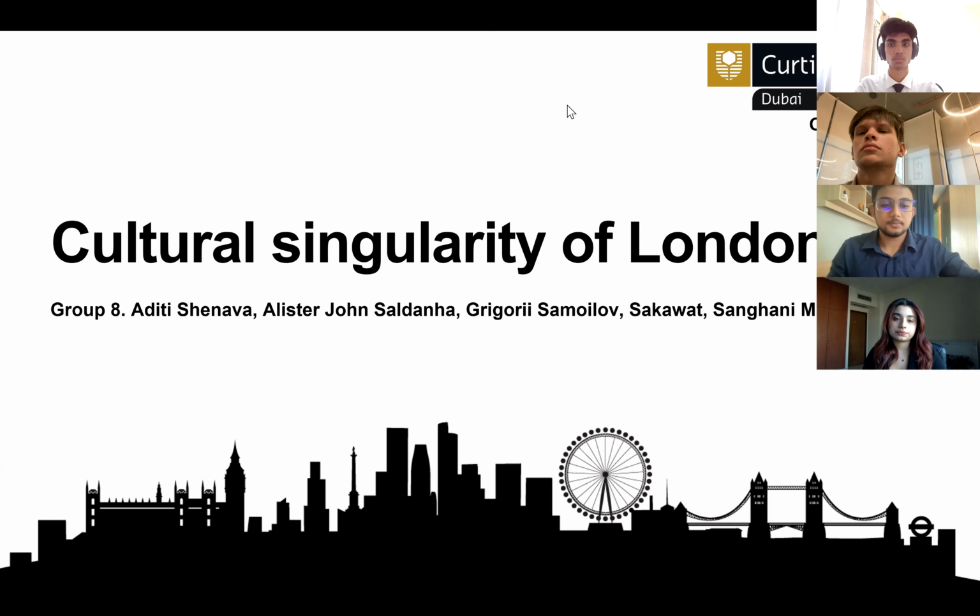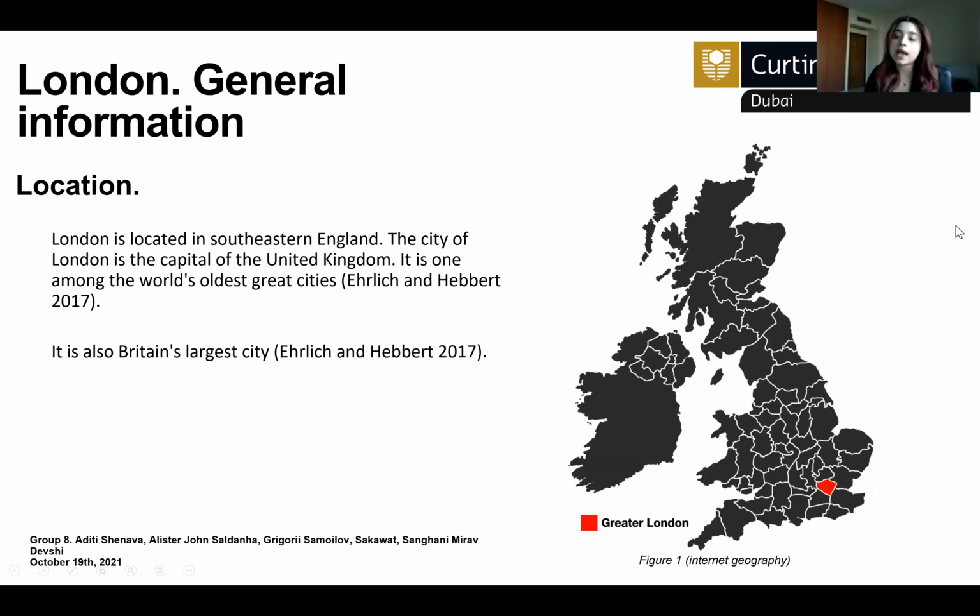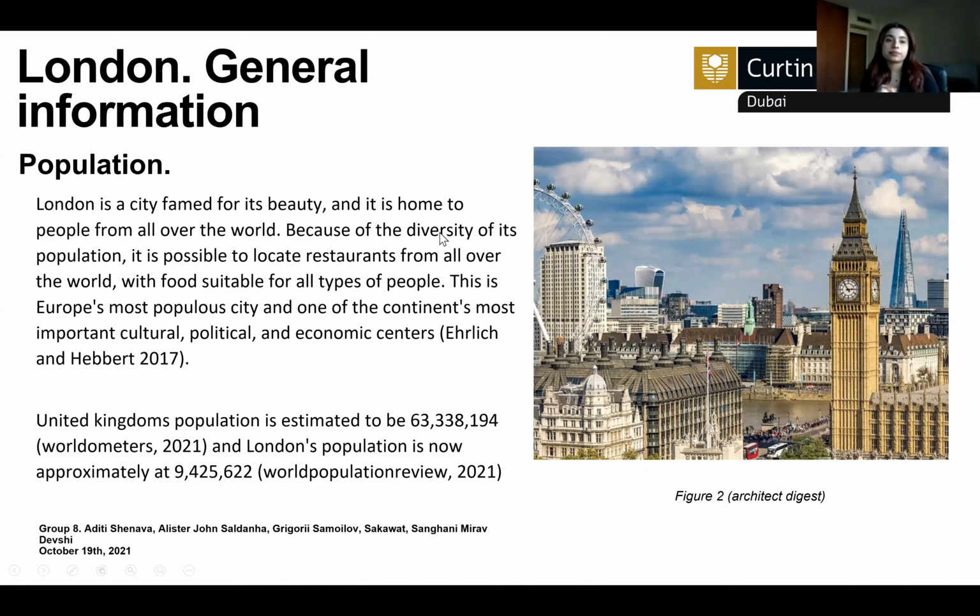Okay, so to begin with, I'm going to talk about the general information on London, and first, the location. London is located in the southeastern part of England. The city of London is the capital city of UK. It is one of the world's oldest cities and Britain's largest cities. Next, please.